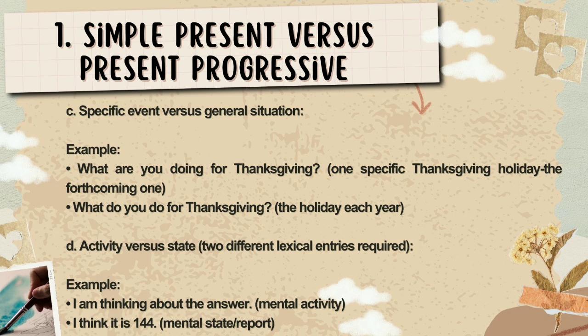The letter D is activity versus state naman. So two different lexical entries are required. Kailangan dito is yung activity versus state. Example here is, I am thinking about the answer. That is mental activity, so iniisip niya ang kanyang answer. And another one is, I think it is 144. That is a mental state. He thinks it is a number, or 100.